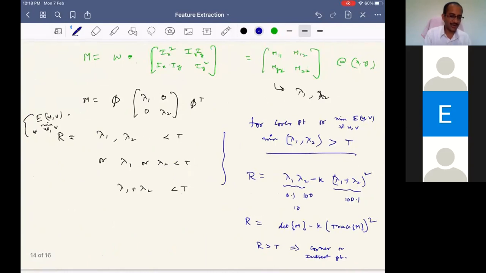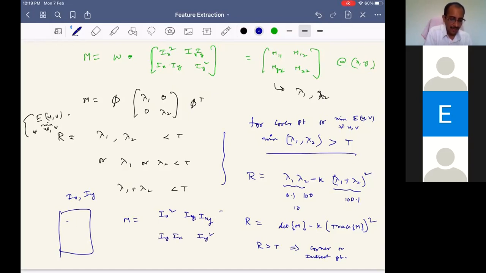So at each pixel, what we need to do is simply formulate a matrix: find Ix, Iy, and form matrix M with Ix square, IxIy, IyIx, both the same, and Iy square. Formulate the matrix M, and there is no need to decompose it; just find the determinant and then the trace and find R. Based on that, if it is greater than a threshold, declare it as a corner point. So this is one of the best and fastest methods for finding corner points or interest points. Thank you.